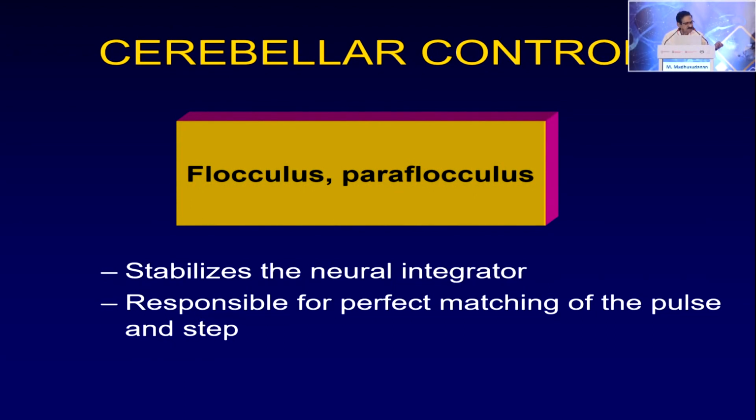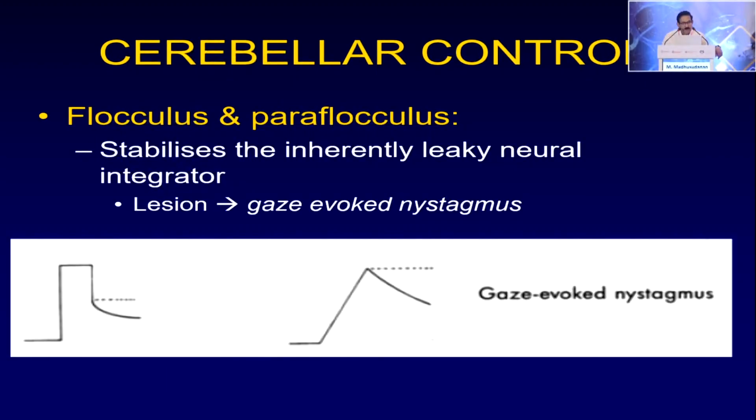The other part is the floccular nodular lobe, which stabilizes the integrator. What will happen? The eye cannot be sustained in the eccentric position. The eye drifts back to the primary position, and then again you have to make a fast component, resulting in gaze-evoked nystagmus.